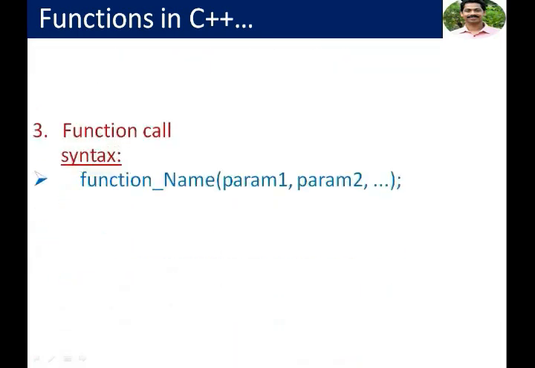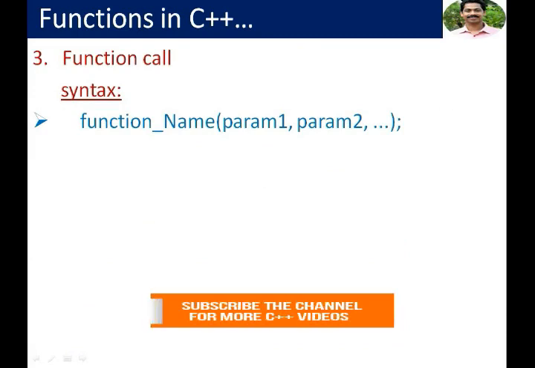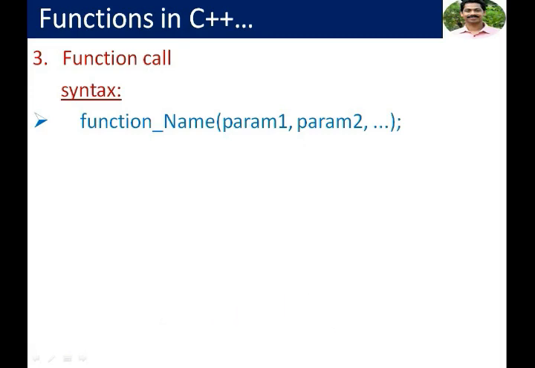The next is function call. How to call a function? As I mentioned earlier, we can call a function from anywhere in the program. The syntax is function name, within brackets we should mention the actual values to be exchanged during function call. Here parameter 1, comma, parameter 2, comma, etc. Any number of parameters can be forwarded to the function.